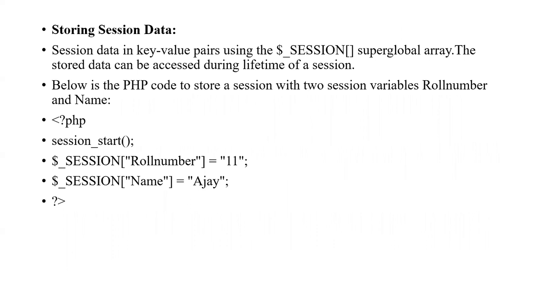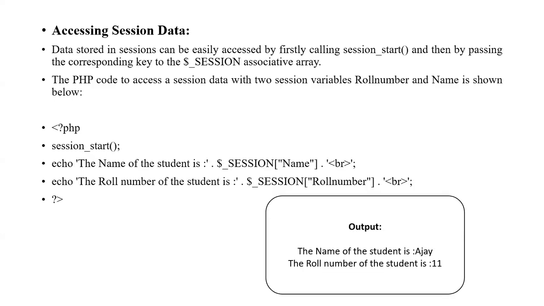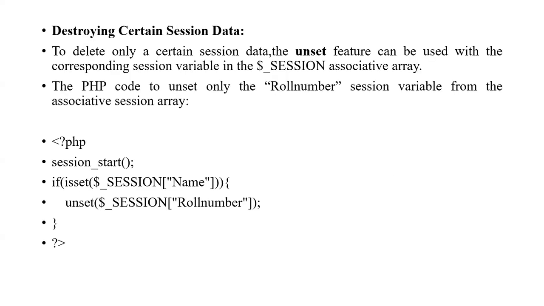In order to store the session values, you can use a key value pair. So you specify $_SESSION, and inside the bracket you specify the key. Over here in the example, $_SESSION roll number is the key, equal to 11. That is the value. To access the session data, you can use an echo statement itself.